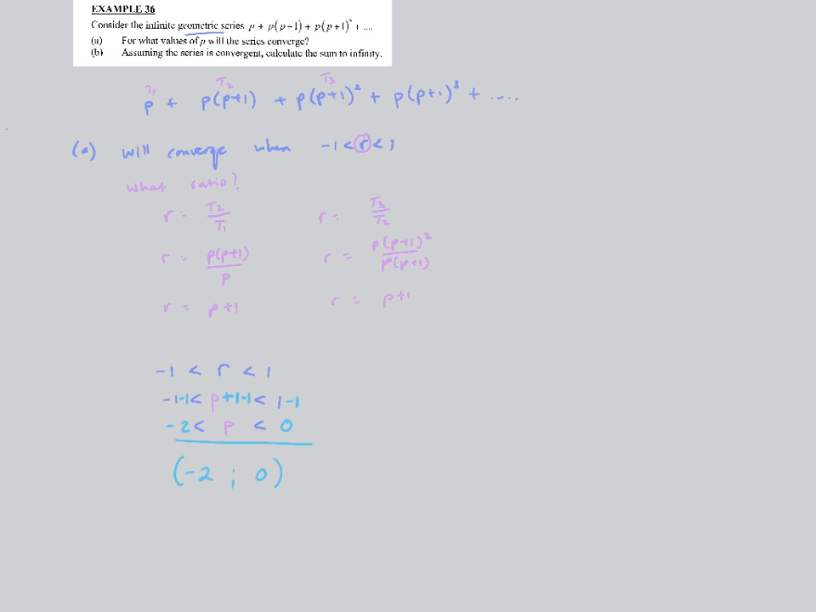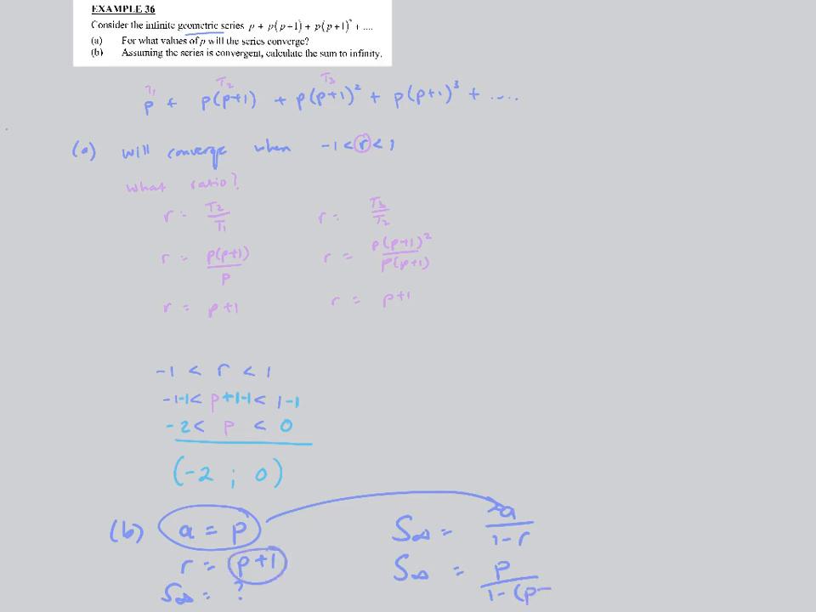All right. For question B then, assuming it is convergent, we need to calculate the sum to infinity. So that means a in this case is equal to p, and the ratio is equal to p plus 1, and we need to find the sum of an infinite number of terms. Therefore, the sum to infinity is a over 1 minus the ratio. So a is equal to p, and it's 1 minus the ratio, which is p plus 1.